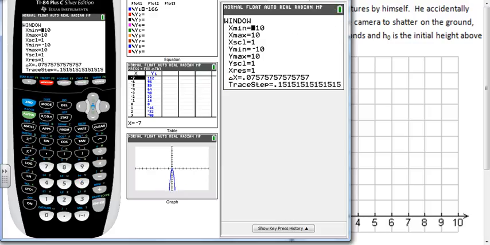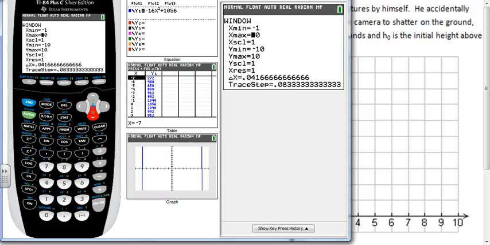So I'm going to have you go over to the window and make sure that we're fitting everything in just right. We want our x minimum value to just be negative 1, so it only goes over so far. We want our x maximum value to remain 10, so that's going from negative 1 second all the way to 10 seconds. Our y min can stay at negative 10, so we're looking a little bit below ground, but our y max, we're going to use 1,200 feet. So we're seeing as high up as 1,200 feet.